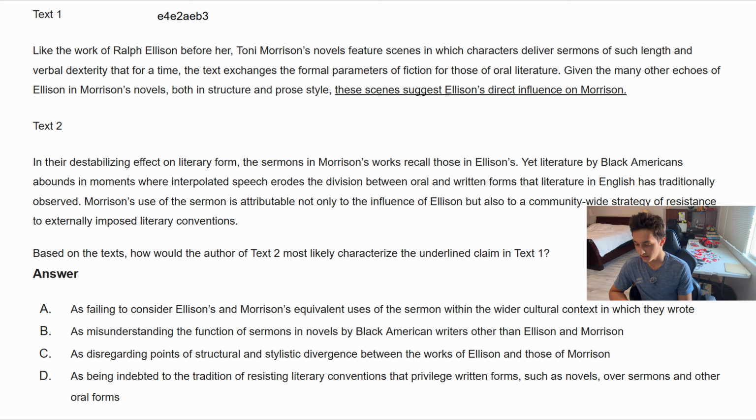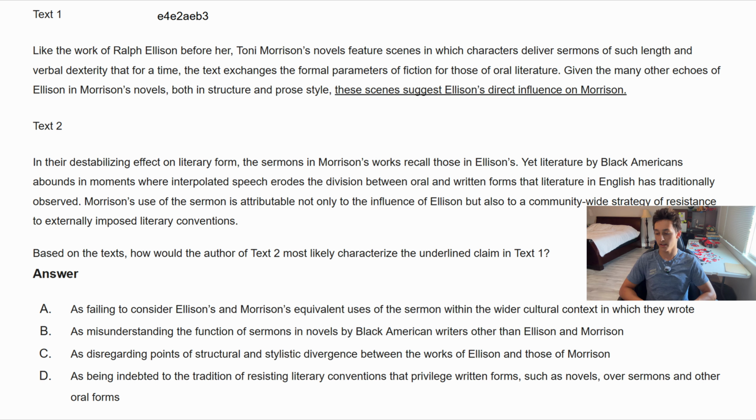Text 2: In their destabilizing effect on literary form, the sermons in Morrison's works recall those in Ellison's. Yet literature by Black Americans abounds in moments where interpolated speech erodes the division between oral and written forms that literature in English has traditionally observed. Morrison's use of the sermon is attributable not only to the influence of Ellison, but also to a community-wide strategy of resistance to externally imposed literary conventions.